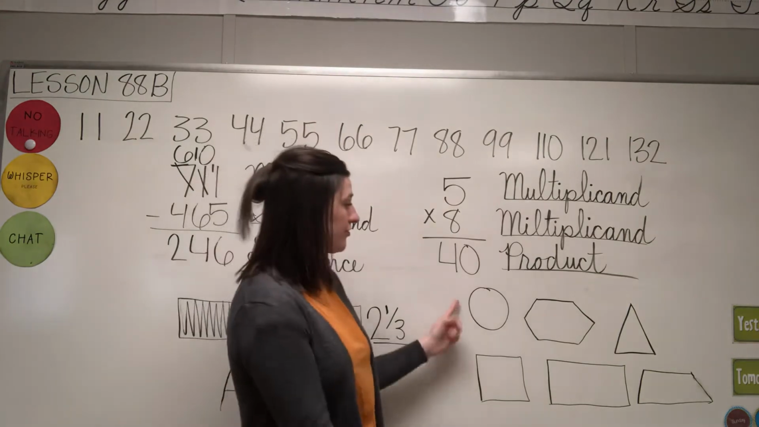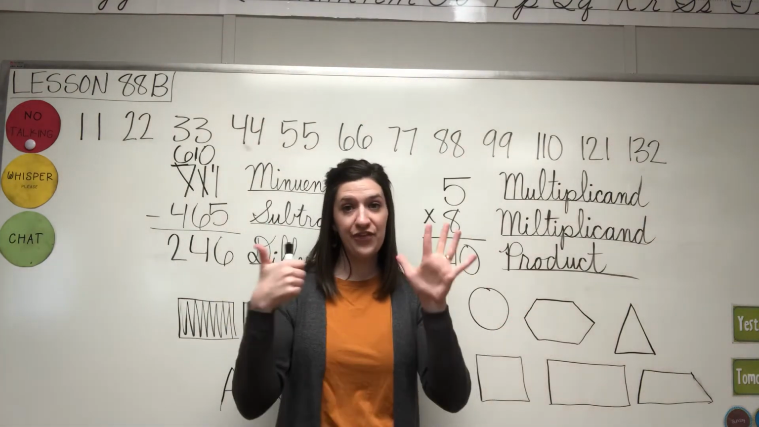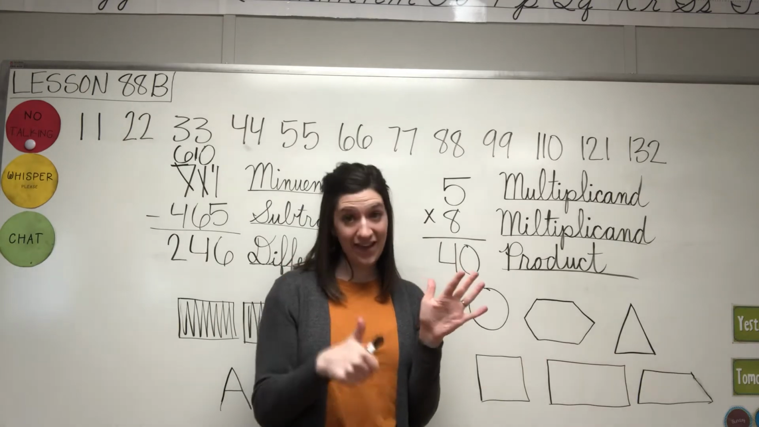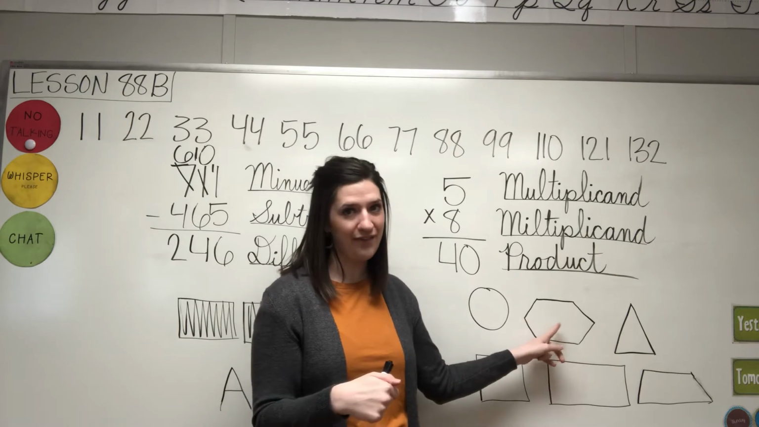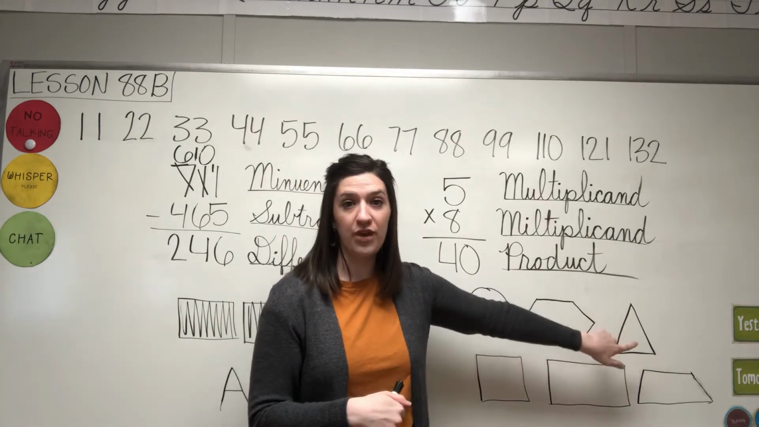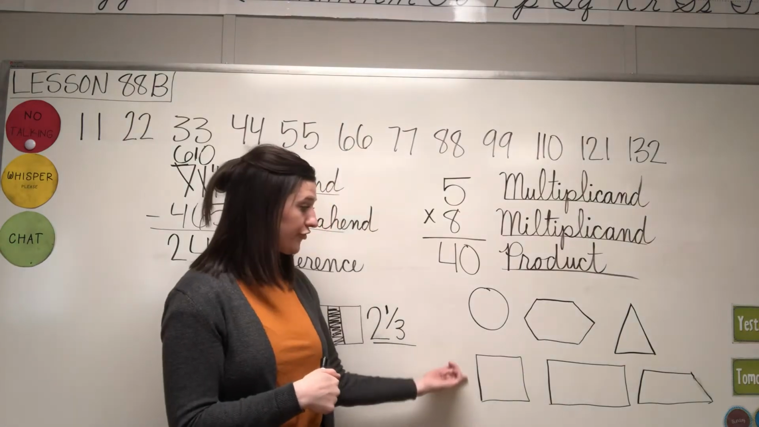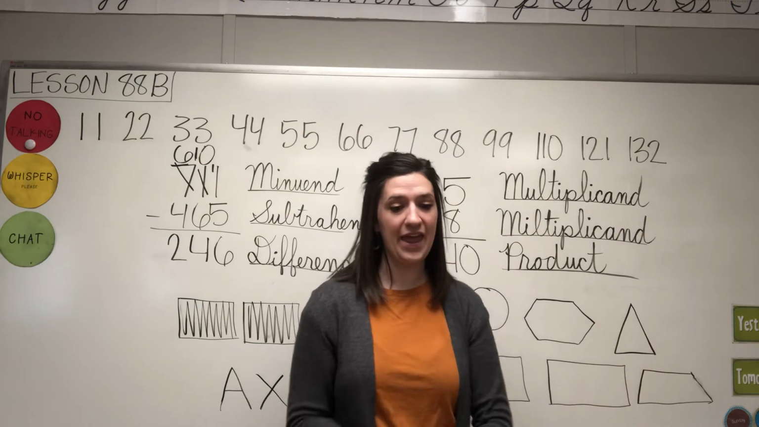But just a reminder, this is a circle. A hexagon has 6 sides, 6 S-I-X, hexagon, H-E-X. They both have X's, 6 sides. A triangle has 1, 2, 3 sides. A square, a rectangle, and this last one is a trapezoid.